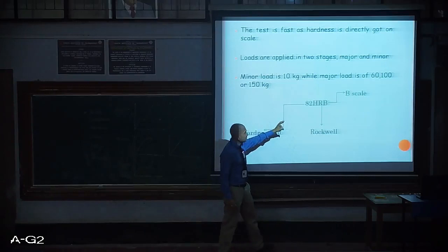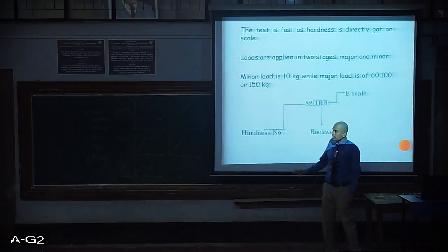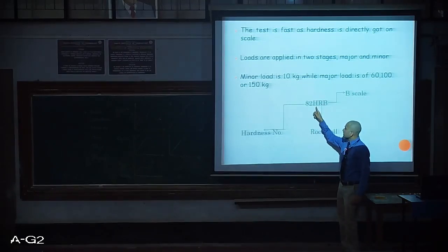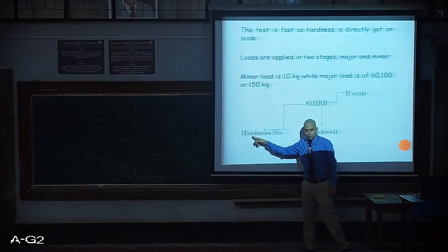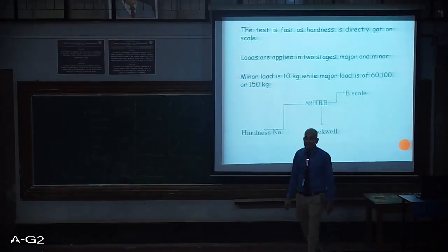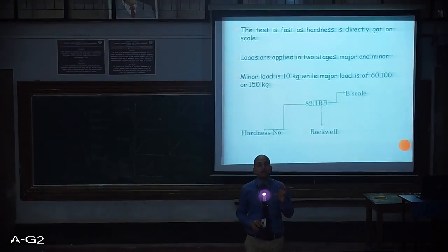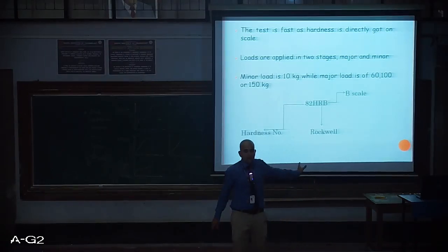Now, the reading you get from a Rockwell hardness test is written like this: 82 HRB. The 82 represents the hardness number of that material. H means the hardness value. R is the test by which you got the hardness value, that is the Rockwell hardness test. And B means you have used the B scale. In the Rockwell hardness test, there are different scales for different types of material, like A scale, B scale, C scale. The scale you have used, depending upon the material, will be mentioned. This is the output you get from the Rockwell hardness test.